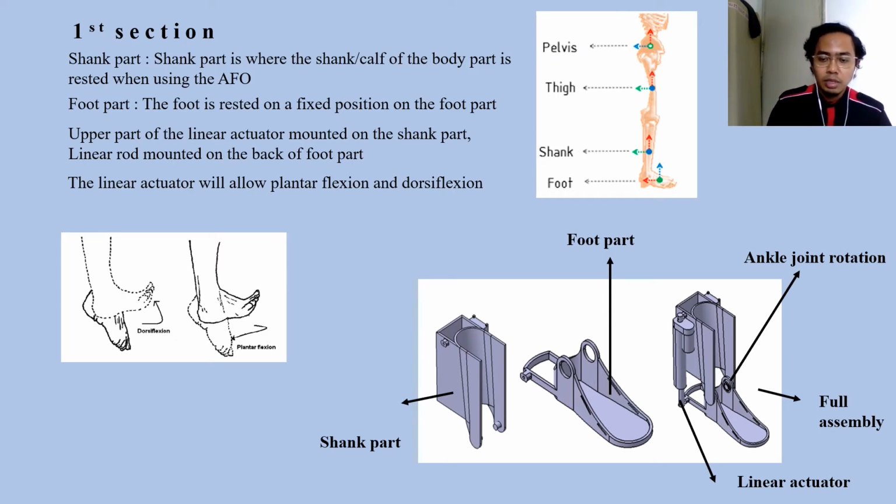The full assembly, in which the shank part and the foot part are joined together by using a bearing. It can be seen also that there is a linear actuator. Now, the upper part of the linear actuator will be mounted on the shank, while the linear rod, where the retraction and the extension happen, is attached to the back of the foot part. When the linear actuator retracts or extends, a dorsiflexion or plantar flexion will occur in the foot. By doing this, muscle atrophy and muscle weakness can be avoided.